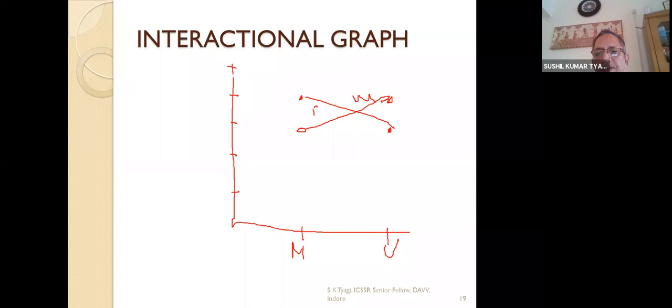So what do you see? Is there an interaction or there is no interaction? Anybody would like to answer? There is interaction or there is no interaction?